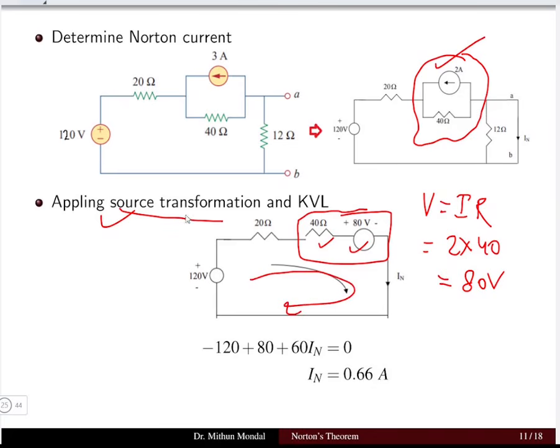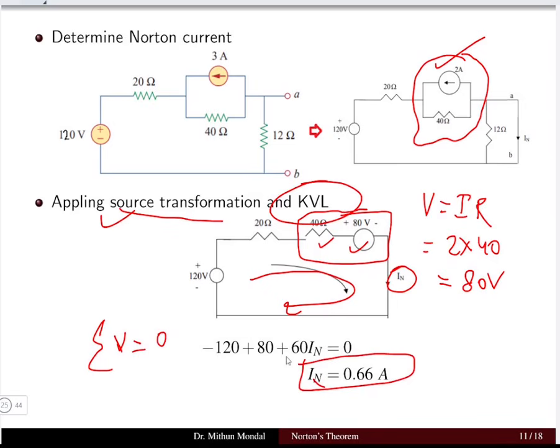We can apply Kirchhoff's voltage law or mesh analysis to determine the value of the Norton current. So you apply the KVL, that is, the algebraic sum of all the voltages in a closed loop is 0. You will be getting the Norton current as 0.66 ampere. So we have obtained the value of Norton current and the Norton resistance.